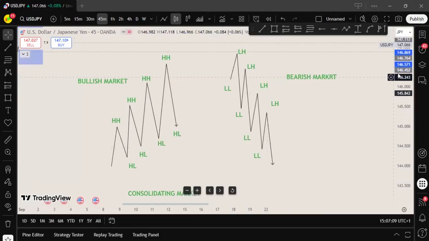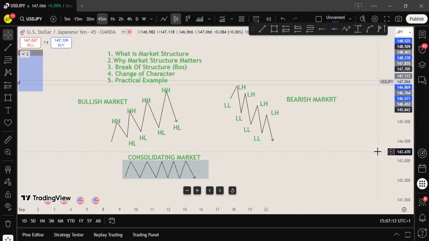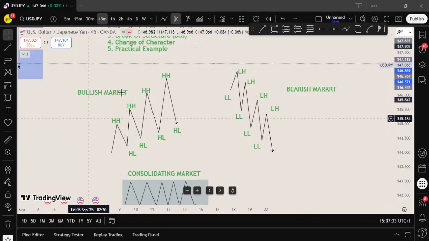Now, what did I say market structure is? Market structure is the movement of price, whether price moves in a series of higher highs, higher lows, or lower highs, lower lows. These are the three types of markets we have. We have the bullish market or bullish trend, the bearish market or bearish trend, and the consolidating market.